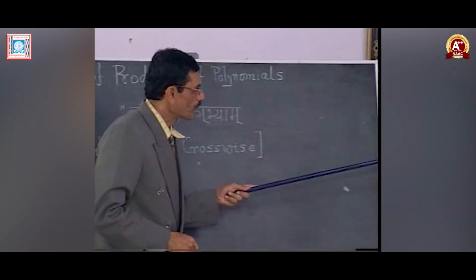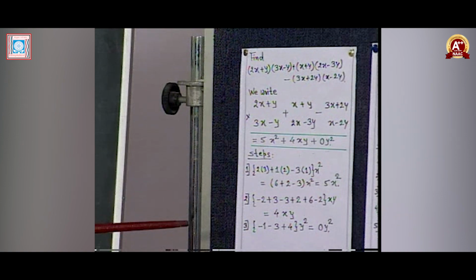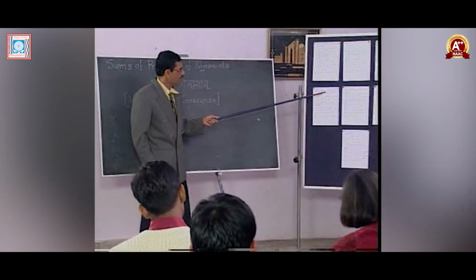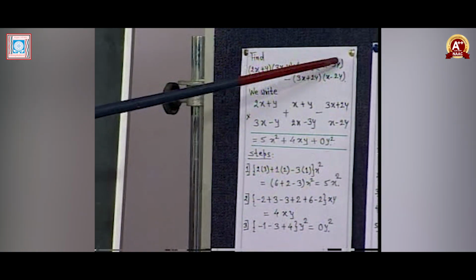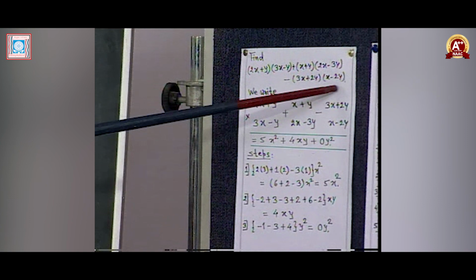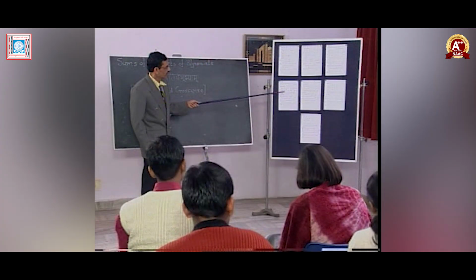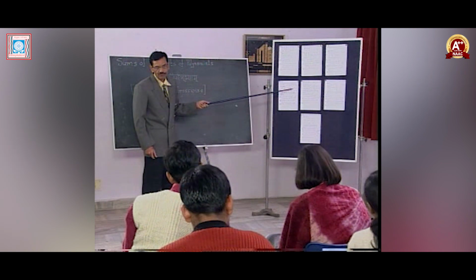We come to this now. In this example, you will observe that the terms are 2x plus y into 3x minus y, first term, plus x plus y into 2x minus 3y, minus 3x plus 2y into x minus 2y. We write the structure as usual, multiplication one below another, with plus and minus in between them.